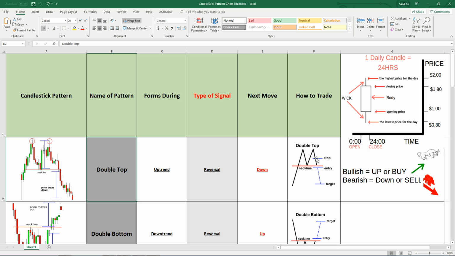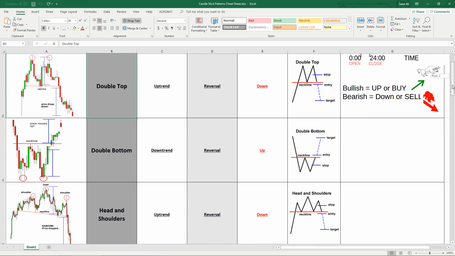I'll go more into how to trade these patterns, but right now I just want you to identify these patterns on your charts. I want you to mark them up, and then post them in the student group. Okay, so let's continue downwards. So that's the double top.